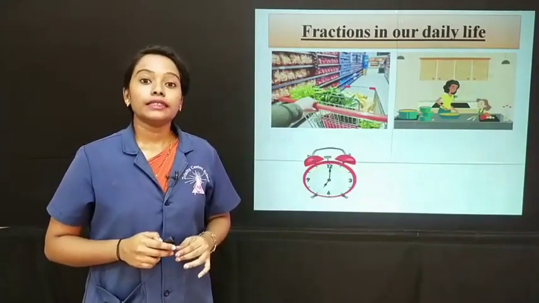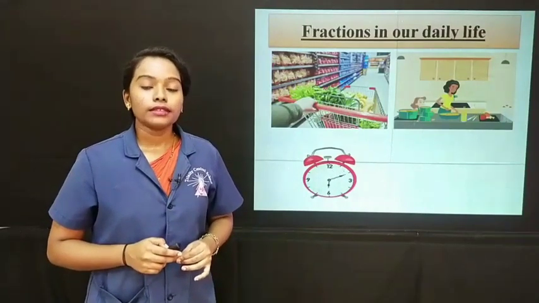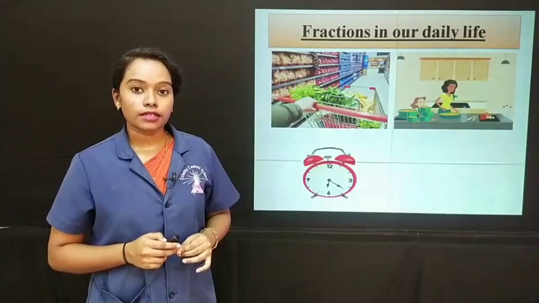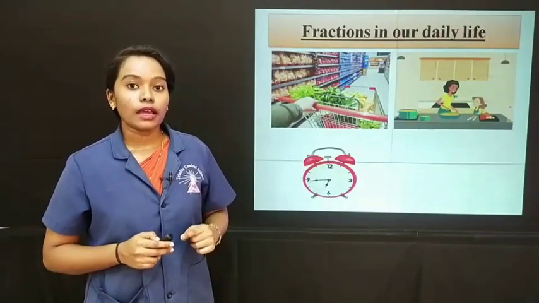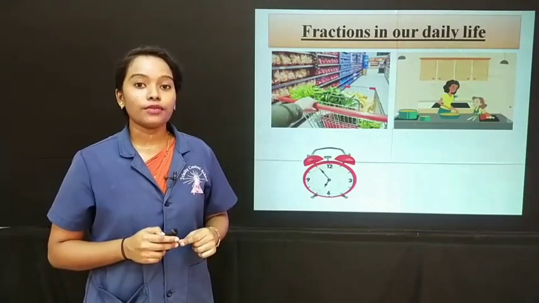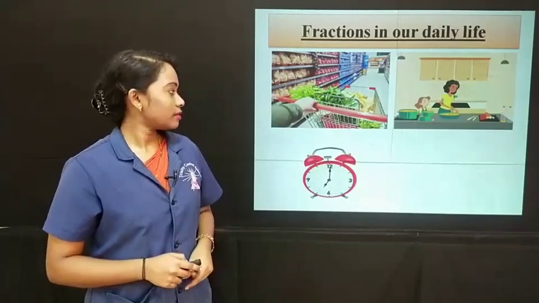When you are telling time, when you look at the clock, you will know that a quarter has passed. It is represented by fraction 1 by 4. And a half passed, which is represented by fraction 1 by 2, and so on.